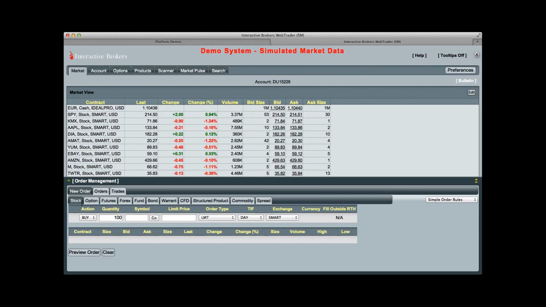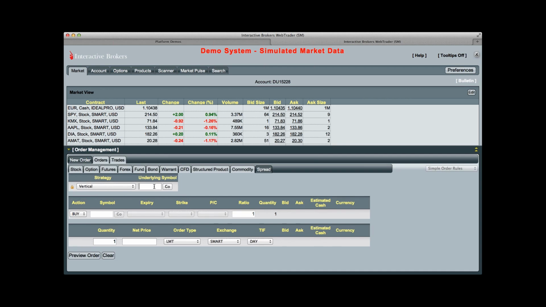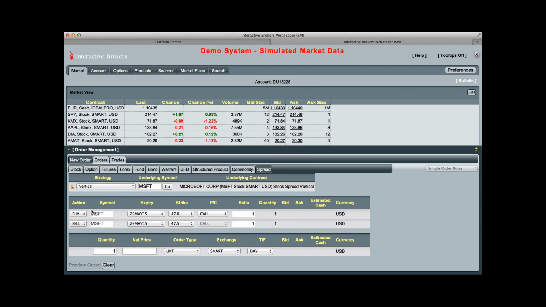Here we are, we're in the order management window. This is a spread trade, so we click on spread, and it's a vertical strategy. So we're going to type in Microsoft. We'll do an example with Microsoft, and watch what happens when we type in Microsoft. Two order windows automatically open up down here. So the first action is to sell the Microsoft. The expiry is always populated to the nearest term expiry, so we're going to go out a couple of weeks. We go out to June.